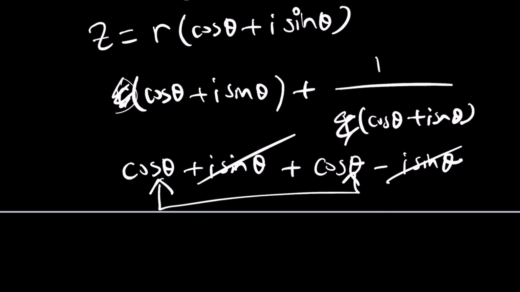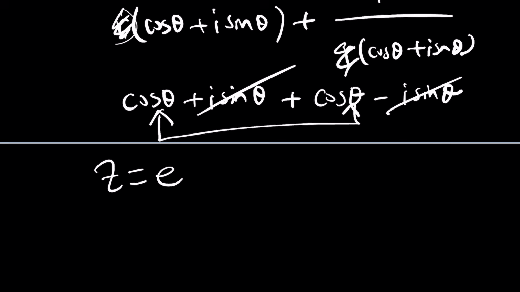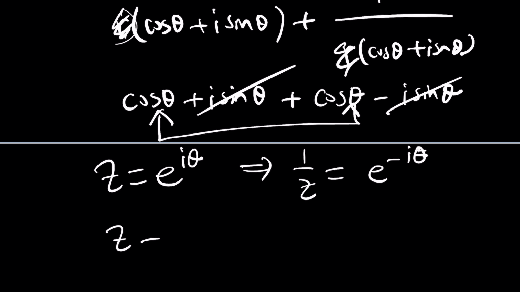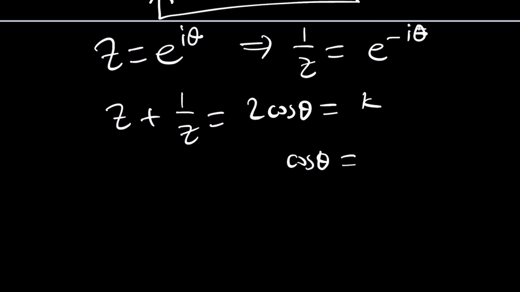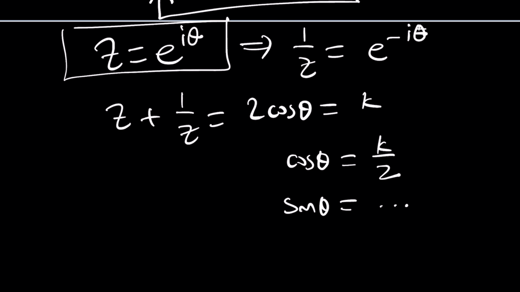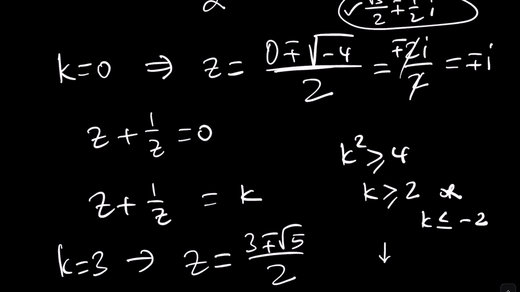That is interesting. So z can be written as e to the i theta, and from here, 1 over z would be e to the power negative i theta. Of course, r is 1 in this case. And z plus 1 over z would be 2 cosine theta, which is k. So from here, cosine theta would be k over 2. And sine theta, who knows what, right? And then you can put it in this form. Find theta from here, and that should give you the same solutions we were just looking at, right?